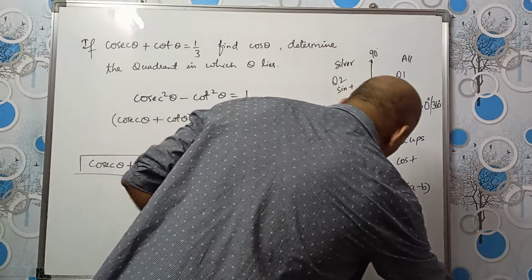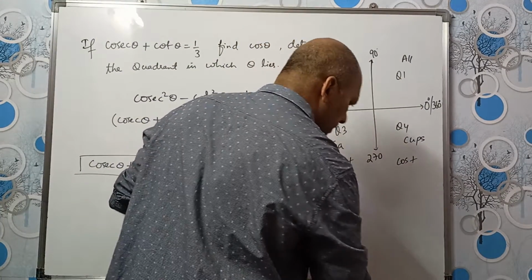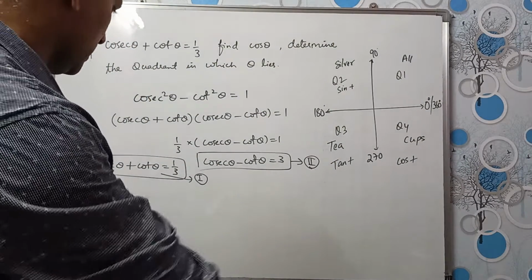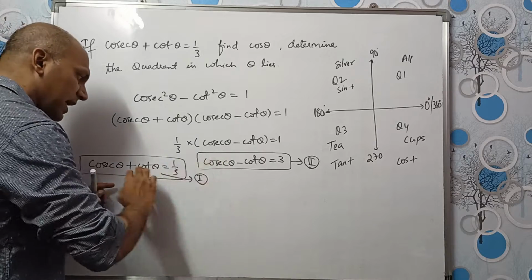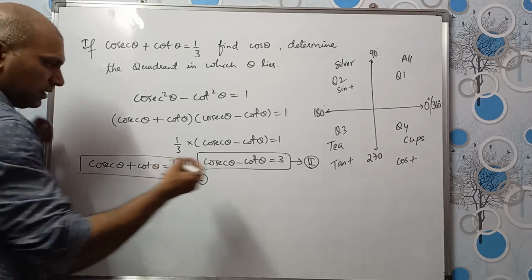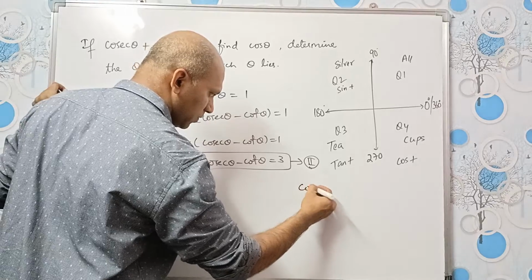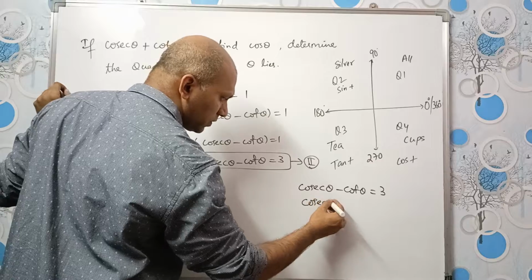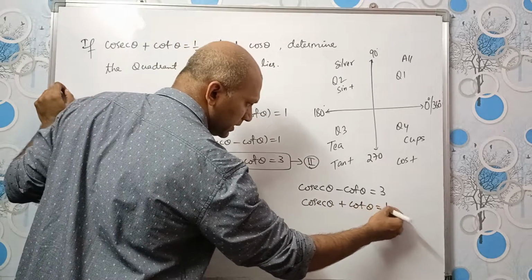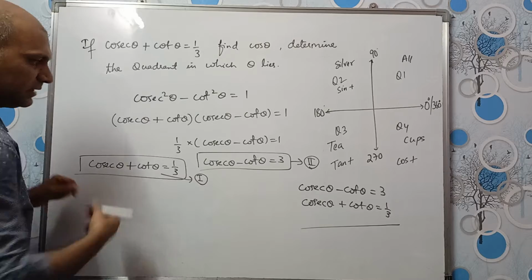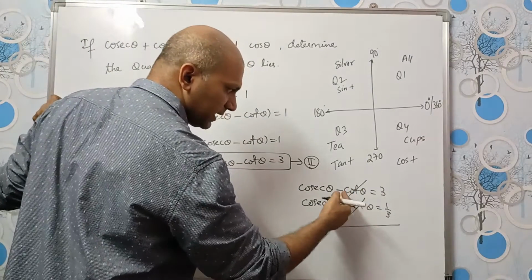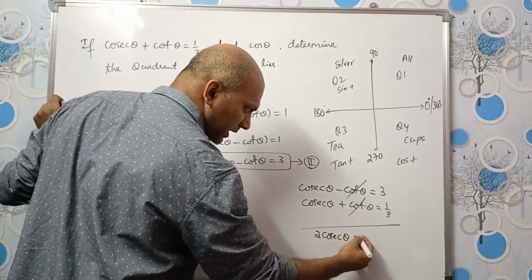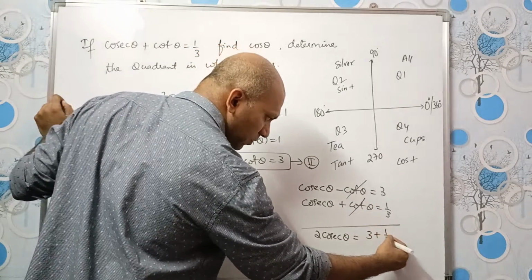If you remember 10th standard problems, we had a similar problem in 10th standard. Anyways, now let us add these two. If you add this, what do we get? Cosecant minus cot theta is equal to 3 and cosecant plus cot theta is 1 by 3, right? We are adding these two equations. So cot will get cancelled, 1 is minus, 1 is plus. So cosecant and cosecant will give us 2 cosecant theta is equal to 3 plus 1 by 3.